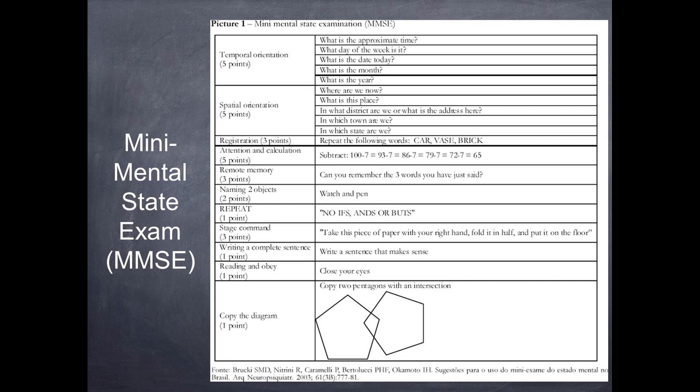Then it asks a three-word recall, of car, vase, and brick in this particular one, that you ask them to recall at the end. Then it's got the attention task of counting backwards by 7. You ask them the word again. Then it's a naming task of what two items are. The no ifs, ands, or buts, which is the verbal assessment of it. And then following commands, again testing someone's working memory. Writing a sentence, again that's verbal. Close your eyes, again that's verbal. And then interlocking pentagons, which is visual spatial.